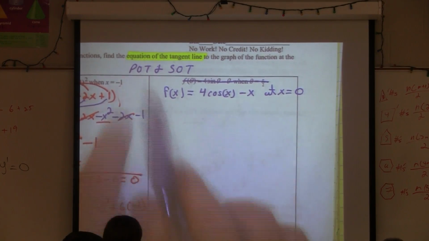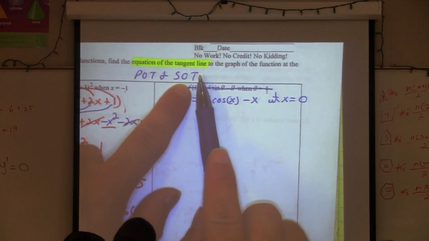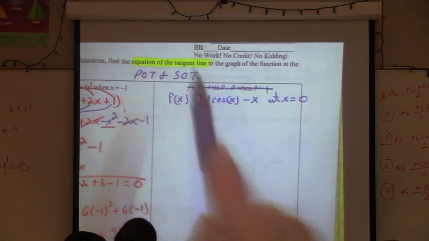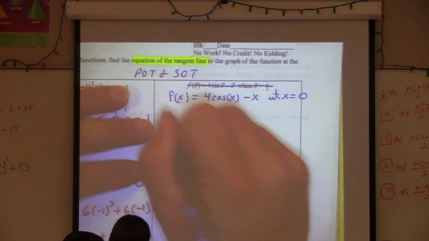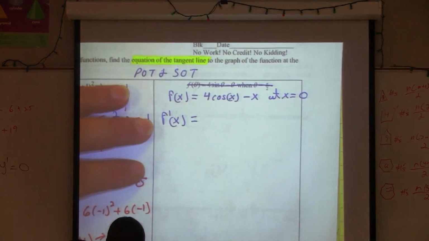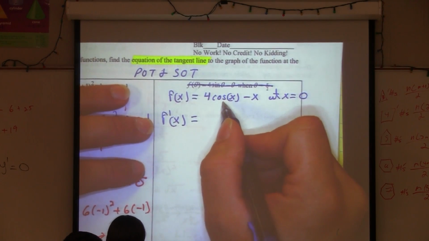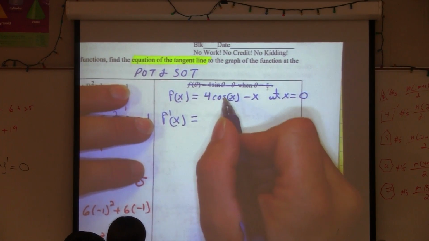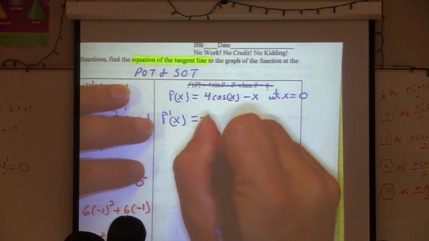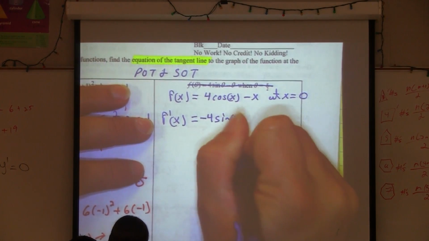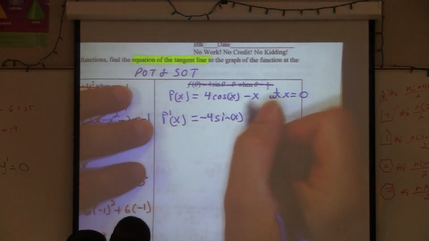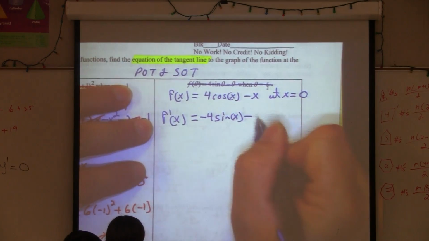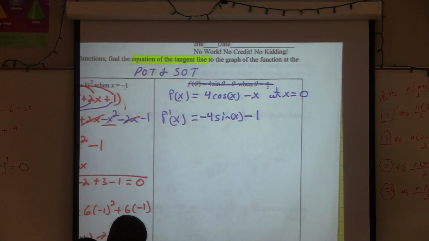So, we need to find the point of tangency and the slope of the tangent. Okay, in order to find this one, I need its derivative. So let's practice that since that's what we just learned. Alright, so how would I get the derivative of this guy? What's the derivative of cosine? Negative sine, right? So that's negative sine times 4, we get? Negative 4 sine of x. Well, that was easy. What's the derivative of x? 1. So minus 1, right? Alright, we found the derivative.